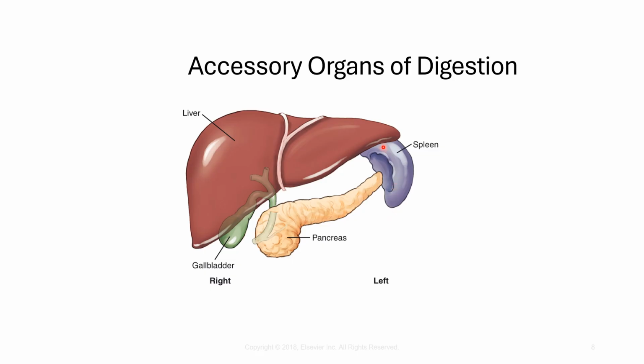And then they reference the spleen, but again, the spleen is not part of the digestive system. It's actually part of the circulatory system. It's part of the lymphatic system, but it is located in the abdomen, so they do bring reference to it as far as its positioning in the abdomen.